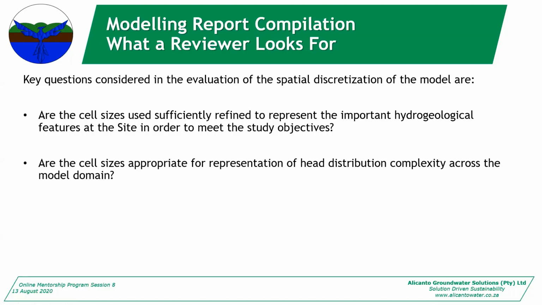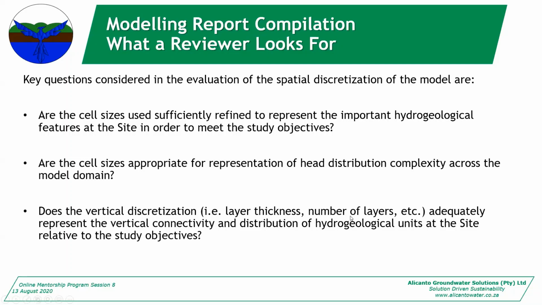Are the cell sizes appropriate for representation of head distribution complexity across the model domain? Again, if you've got two boreholes that are 200 meters apart and there's a head difference of 5 meters, 1 meter, or 100 meters, you're going to have to refine your grid cells appropriately so that you don't end up with a huge hydraulic gradient.